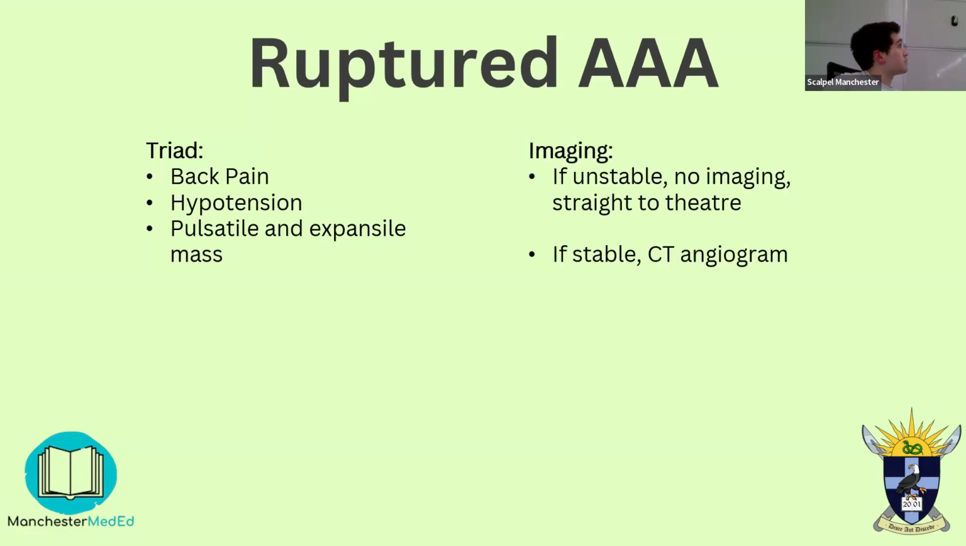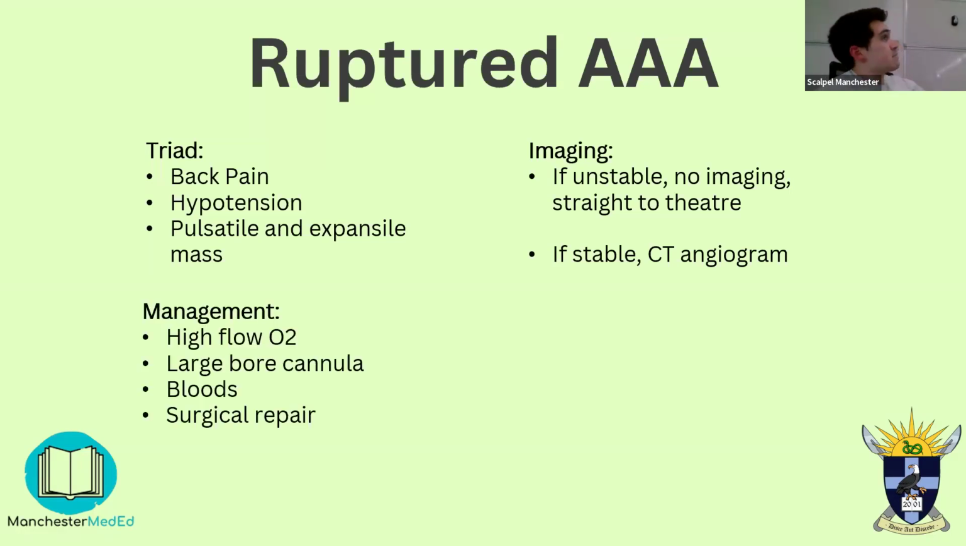What to do if you think you see one. So the imaging: if they're unstable, so that means blood pressure is tanking through the floor, death is looking imminent, you don't even bother imaging. You diagnose clinically, you take them straight to theatre, bleep the on-call surgeon, they need an operation. If they're stable enough and you think you've got a few hours to prepare a management plan, then a CT angiogram is the investigation of choice, but only if they're stable and you think that they will benefit from having a CT.